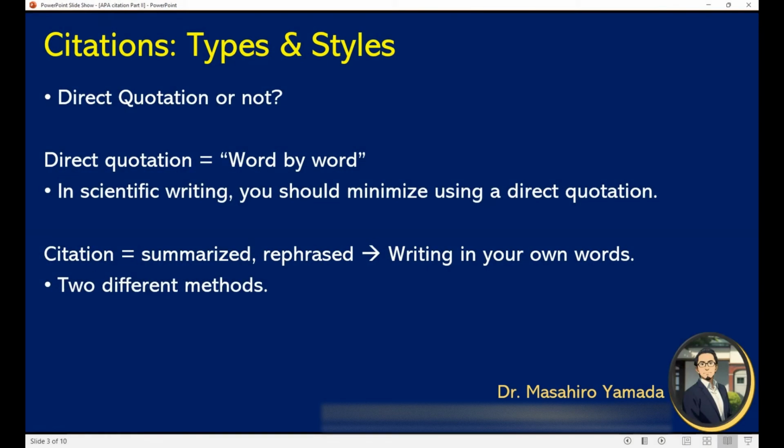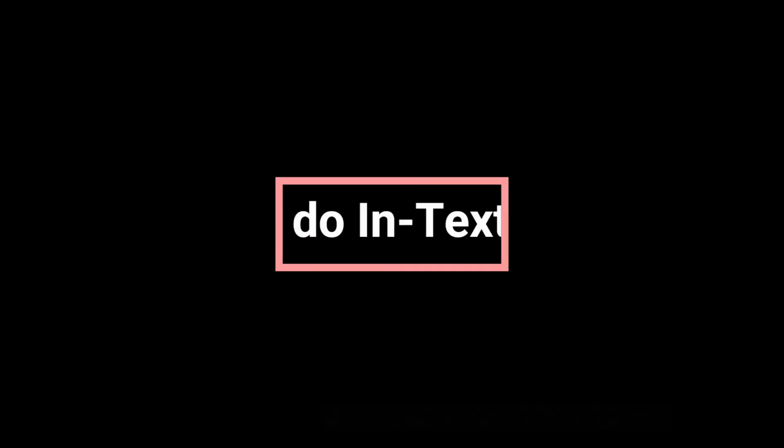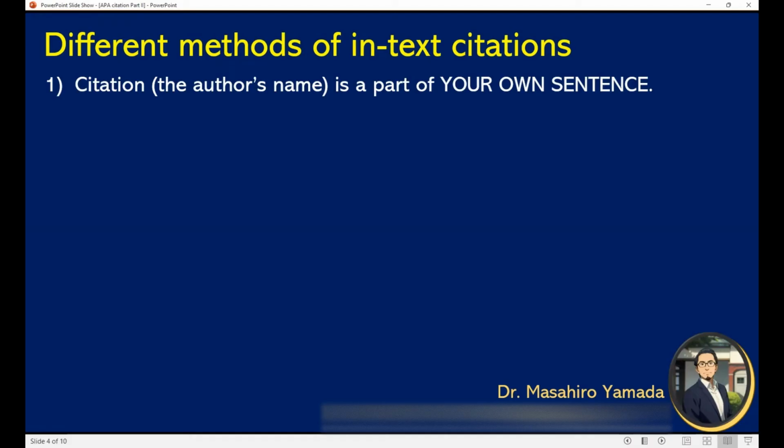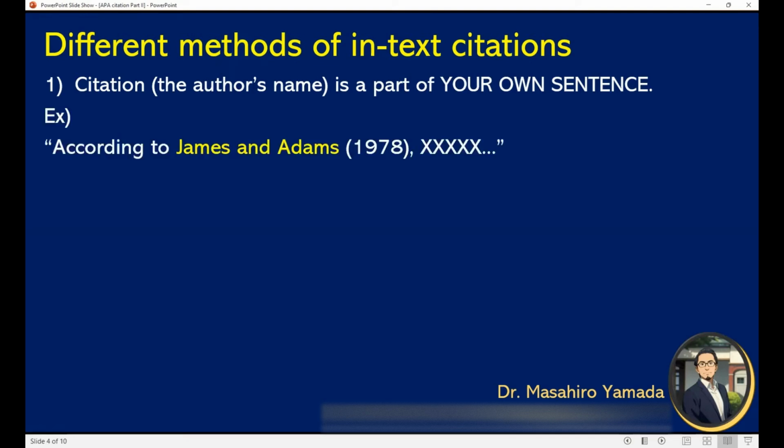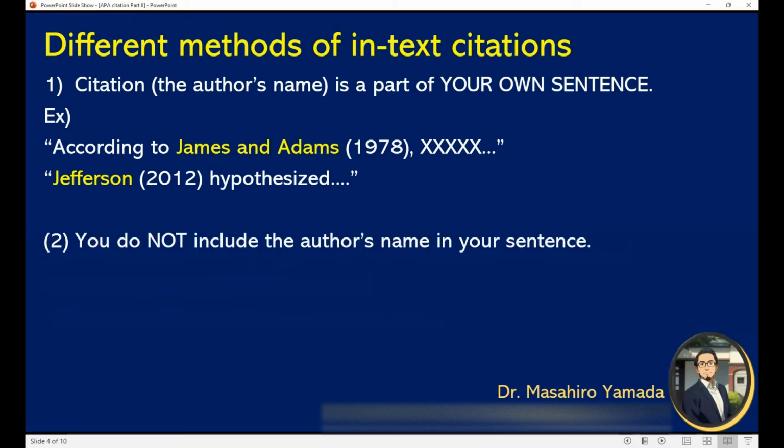When it comes to normal citation, there are two different methods, and the rules slightly differ by the number of authors. You can cite somebody's work as a part of your own sentence. So, for example, you could write, according to James and Adams, and then your own sentence. Or, Jefferson hypothesized, blah, blah, blah. In these cases, the author's name is part of your own sentence. In the second sentence, the author's name is the subject of your own sentence. So that's one method of citing somebody's work.